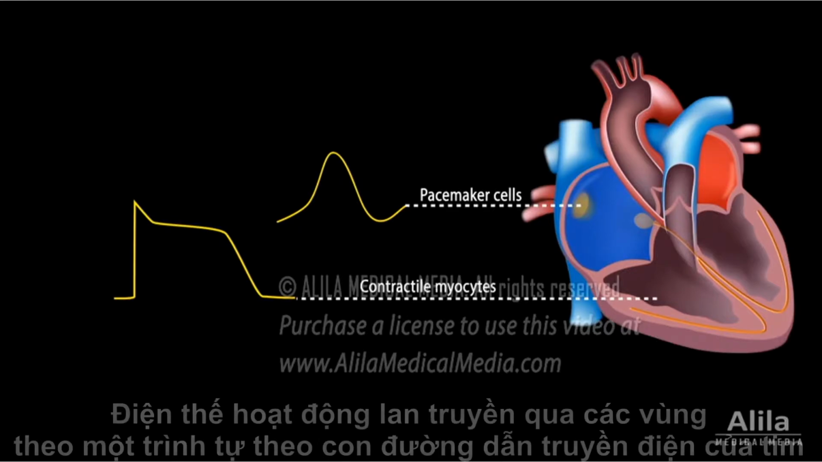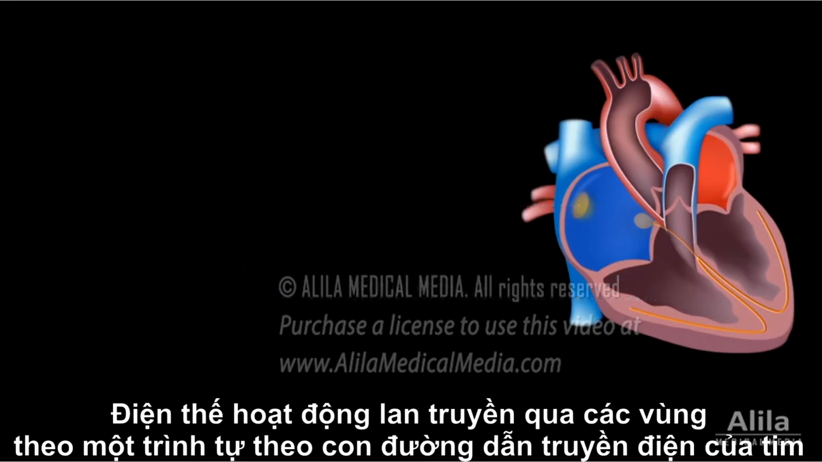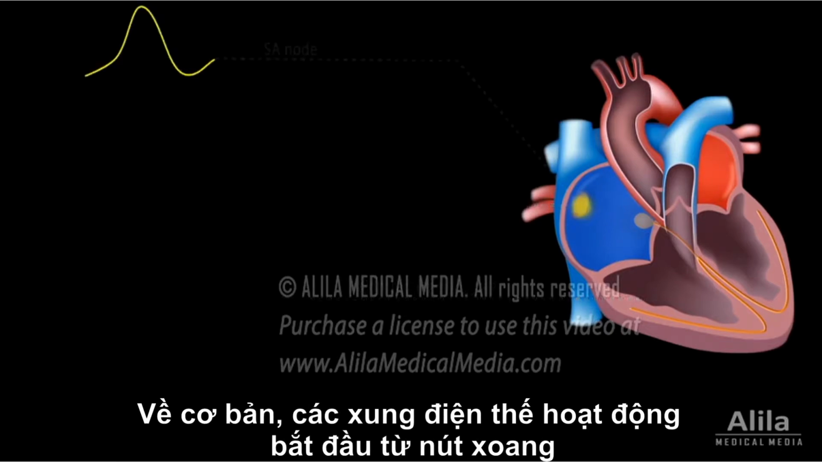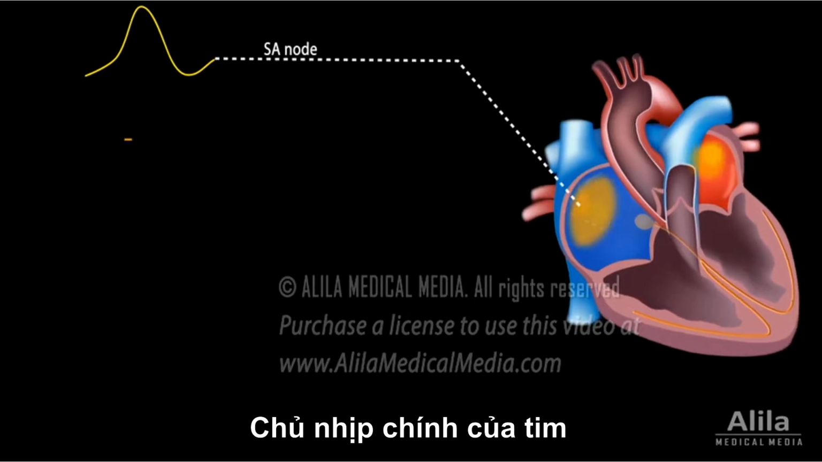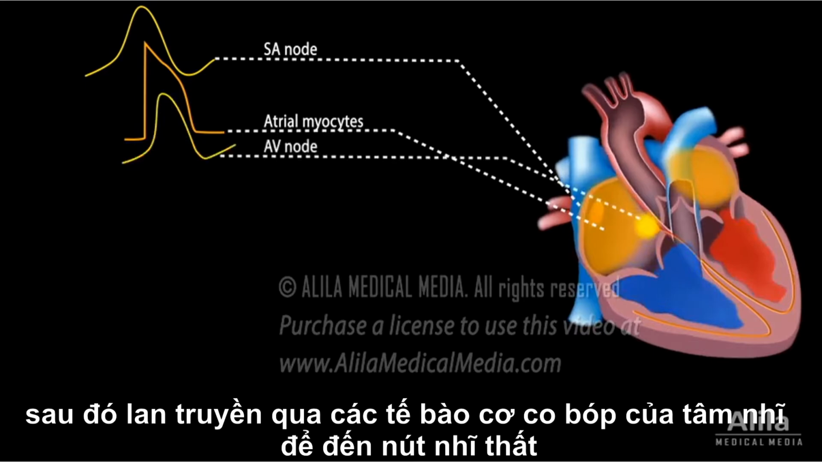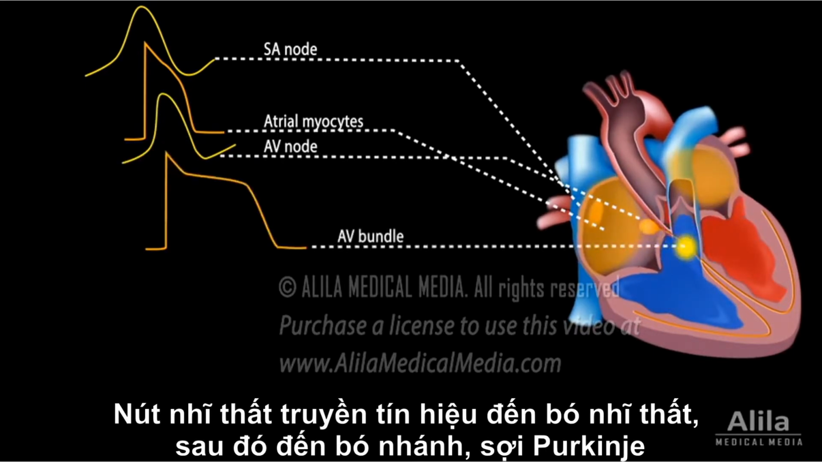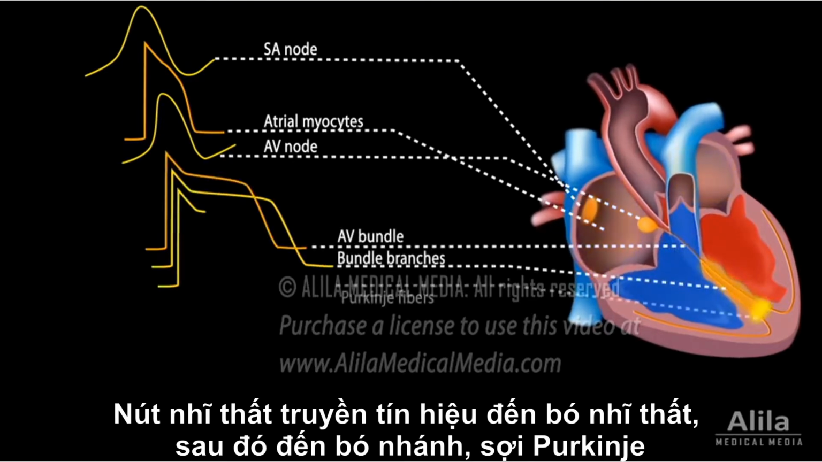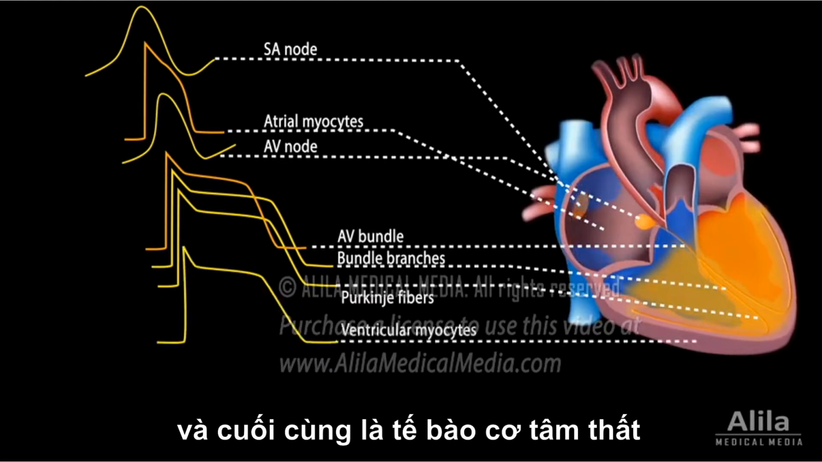Action potentials spread through different regions of the heart in a sequence that follows the cardiac conduction pathway. Basically, the impulses start in the SA node, the primary pacemaker of the heart, then spread through the contractile myocytes of the atria to reach the AV node. The AV node passes the signals onto the AV bundle, then bundle branches, Purkinje fibers, and finally the ventricular myocytes.